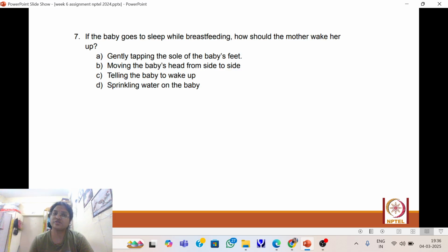If the baby goes to sleep while breastfeeding, how should the mother wake her up? Gently tapping the sole of the baby's feet, moving the baby's head from side to side, telling the baby to wake up, sprinkling water on the baby.